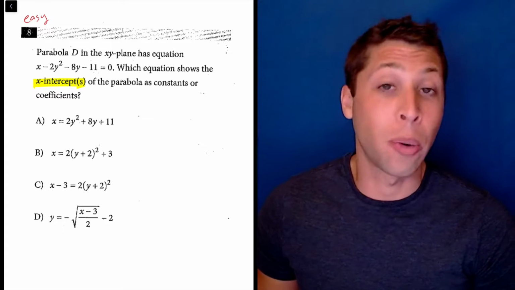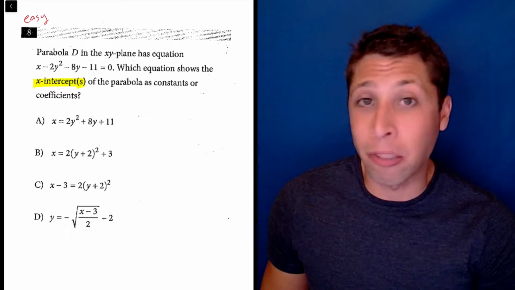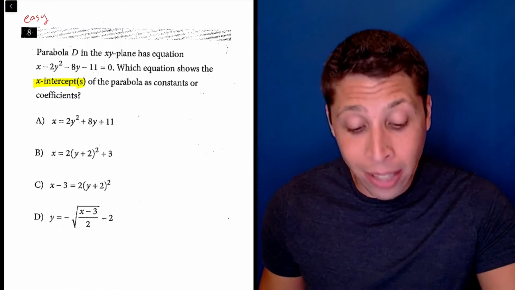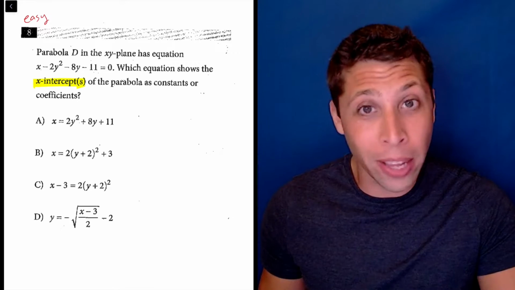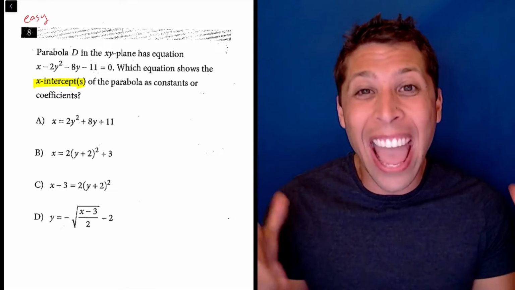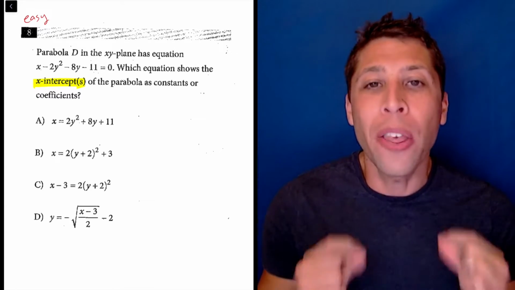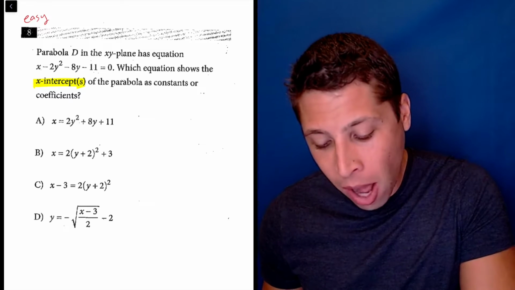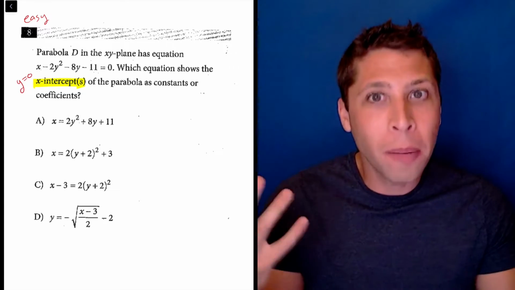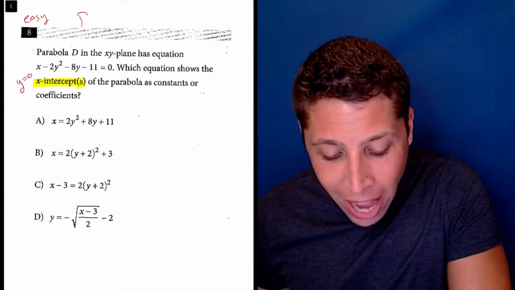Now, we can stare at this equation all day and say, oh, I don't even know what this means. How am I going to find the x-intercepts? Well, you got to know one simple thing. Like I said, what is true of every x-intercept without exception? Y is equal to 0. Plug points into equations. That's our strategy here.